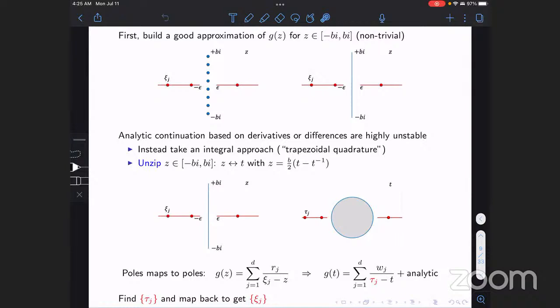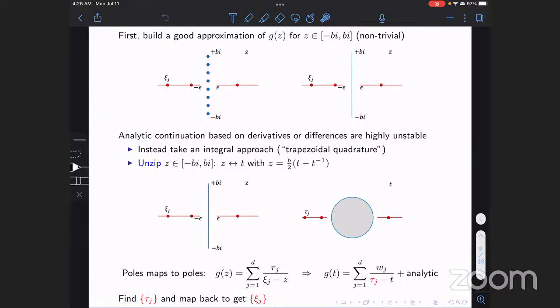Now let me comment that this is by no means a trivial task because we have to do this carefully. Part of the reason is that this is an ill-posed problem and the data come with noise. So building a good approximation is actually quite important. However, this is not directly related to the Prony methods I'm going to talk about, so I will just leave it as this at this point.